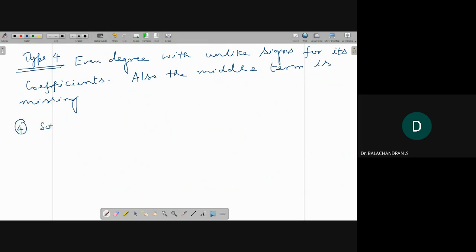So write the problem. Solve 6x power 6 minus 35x power 5 plus 56x power 4 minus 56x square plus 35x minus 6 is equal to 0. So here you can see that it's an even degree with unlike signs, plus 6 minus 6, minus 35 plus 35, plus 56 minus 56. And here the middle term, x cube, is missing. So this is equation number 1.